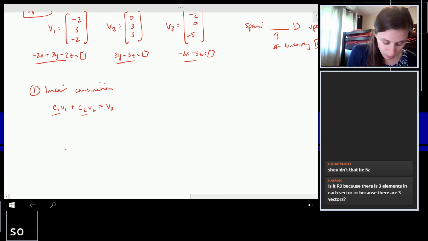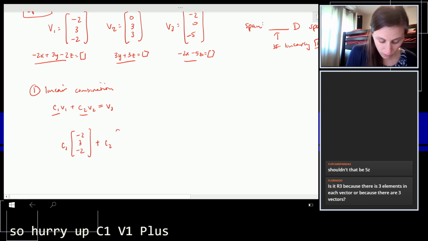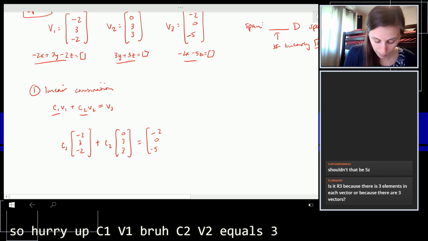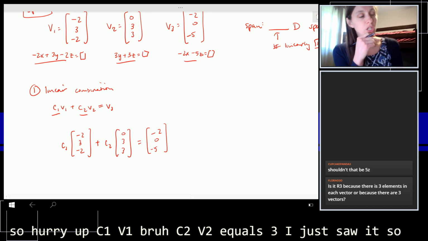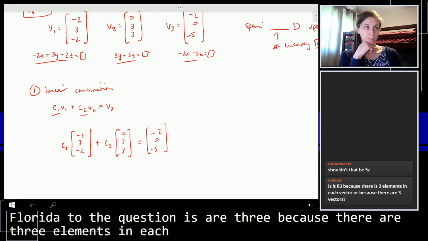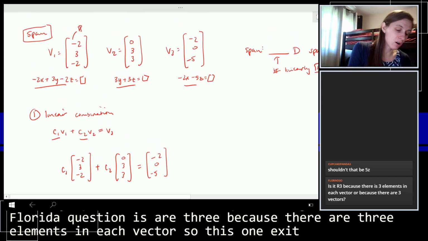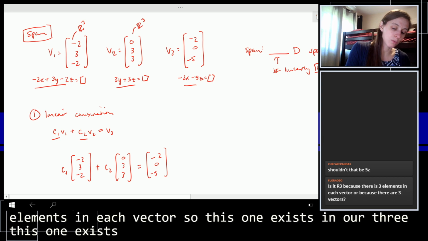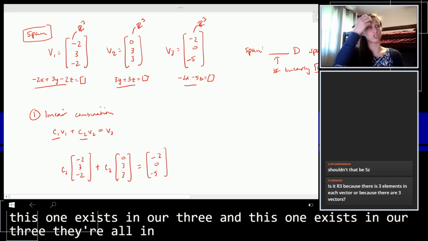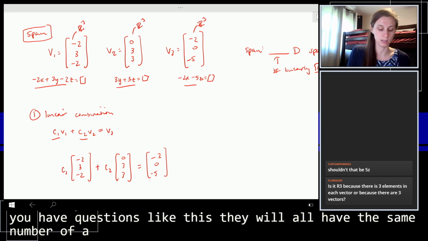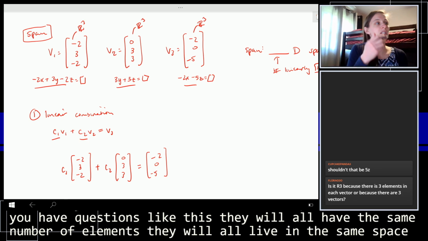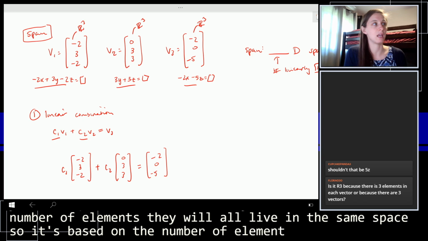So here we go. C1 V1 plus C2 V2 equals V3. And then I just solve it. So Flora, that's a good question. It's R3 because there are 3 elements in each vector. So this one exists in R3, this one exists in R3, and this one exists in R3. They're all in 3-dimensional space. And when you have questions like this, they will all have the same number of elements. They will all live in the same space. So it's based on the number of elements that are in each vector.